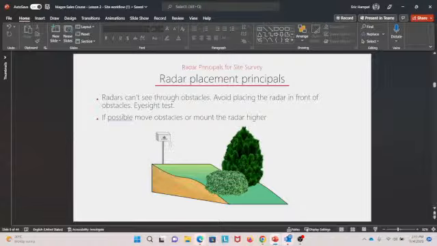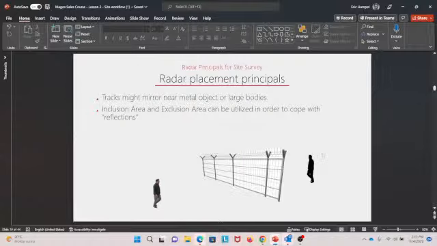Remember, radar is not an X-ray, so neither through buildings nor through big tree lines are we able to perfectly detect the movements. Another very typical question is, can you deal with metal objects? What about fences and so forth?